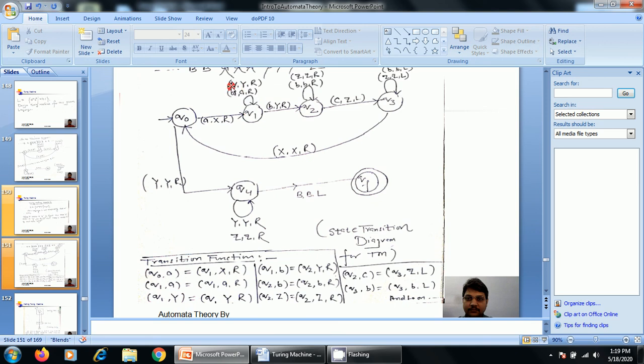At Q1, if there is a y, keep it y and move right. At Q1, if the input is b, make it y and move right. And so on.